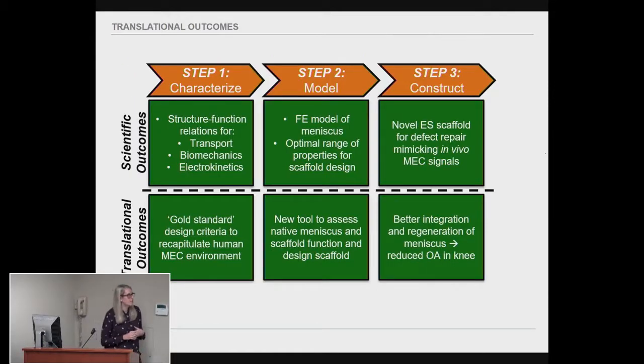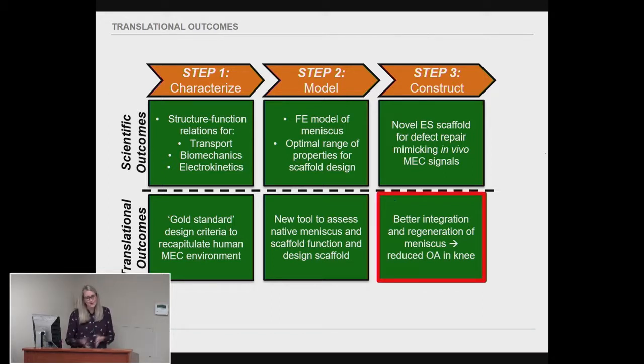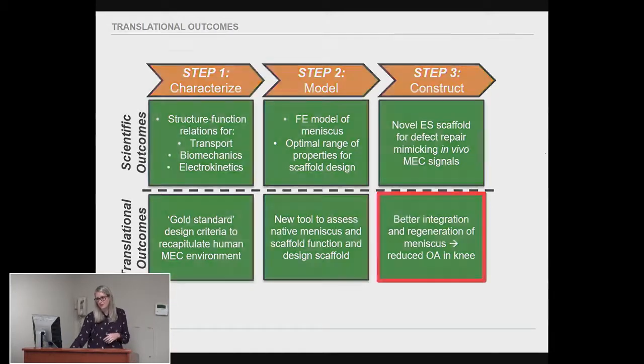So at each step in our process, we have significant scientific and translational outcomes, which include this new gold standard set of data that can be used to design new constructs and a new tool. And most importantly, we believe that with this system, we'll be able to achieve better integration and regeneration of the meniscus, which will in turn lead to reduced OA in the knee.